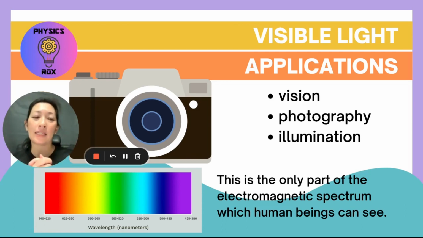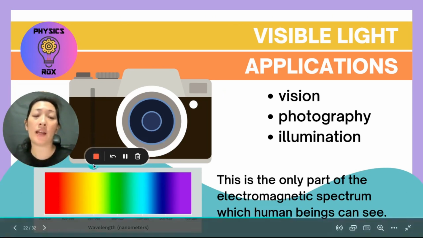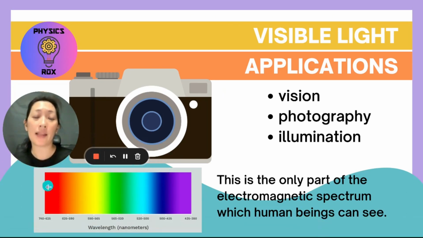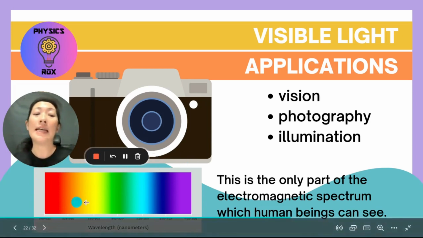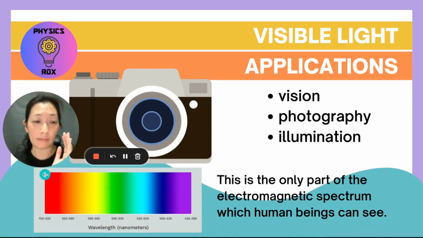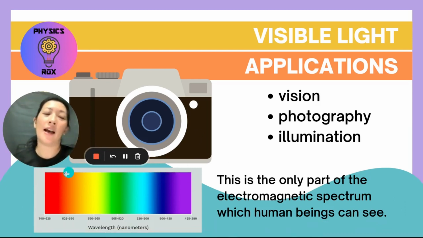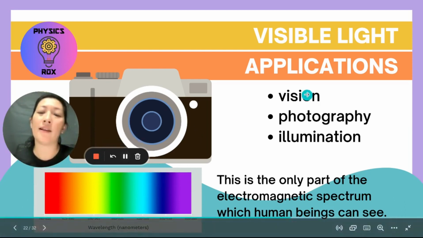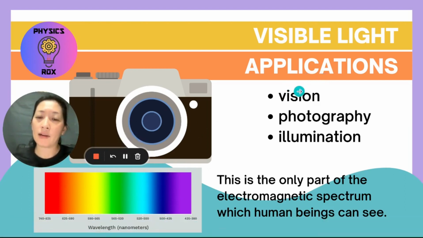The visible light part is made up of the light spectrum of the rainbow colors, the ROY G BIV: red, orange, yellow, green, blue, indigo, violet. And also, yes, you need to know the colors in that correct sequence, right? From red to violet. You need to know the colors in sequence. This is the only part which human beings can see, and therefore it's used for vision, for photography, and for illumination.